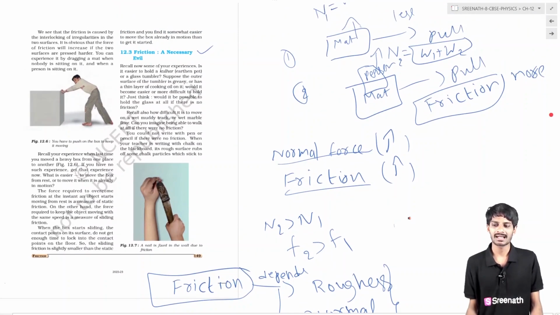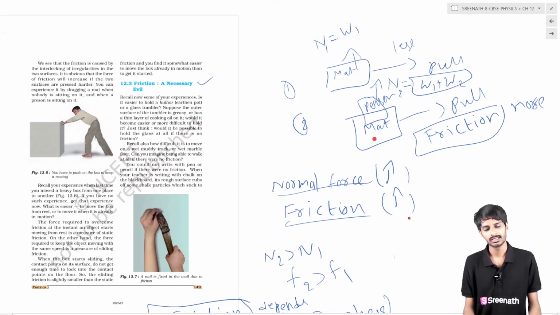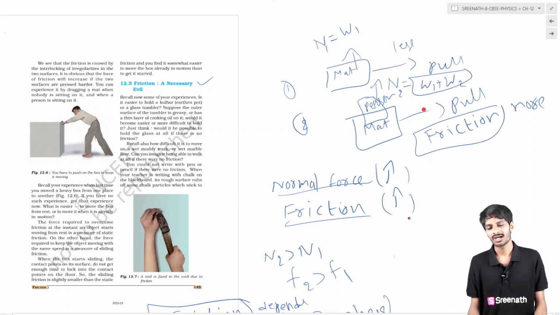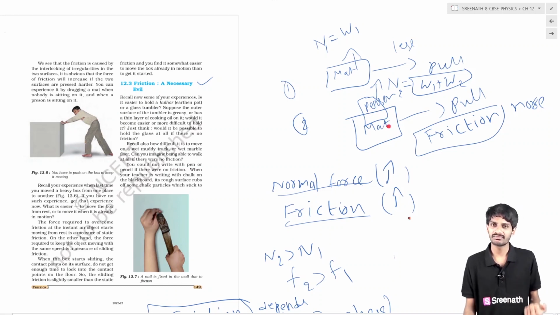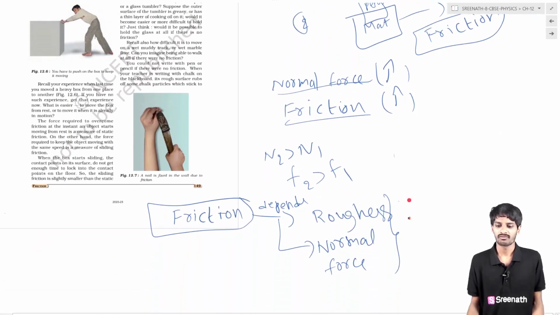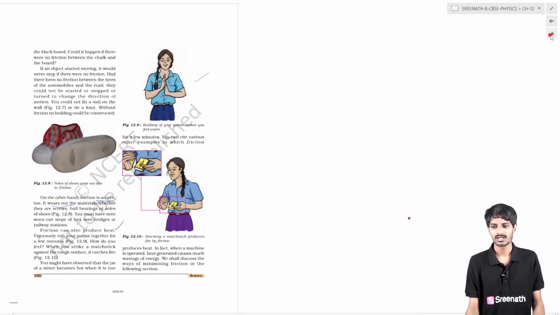Suppose there is a mat and you have to pull it, and in another case there is a mat with an object or a person on it, and you have to pull it too. When there is an object or a person on the mat, it is very difficult to pull it. So in this case the friction is more. Finally, we can observe that friction depends upon the normal force. If the normal force is increased, friction will be increased.